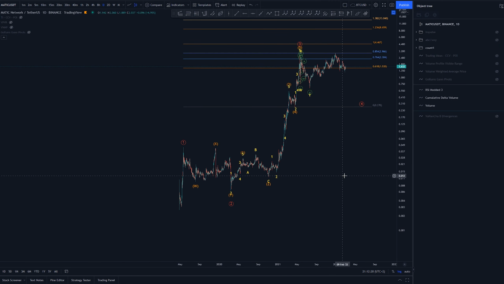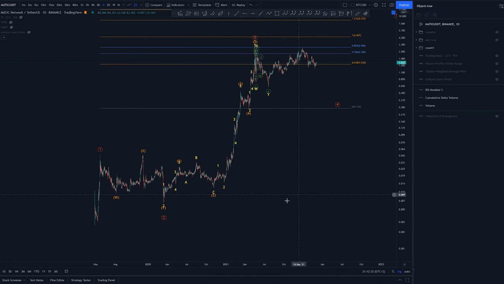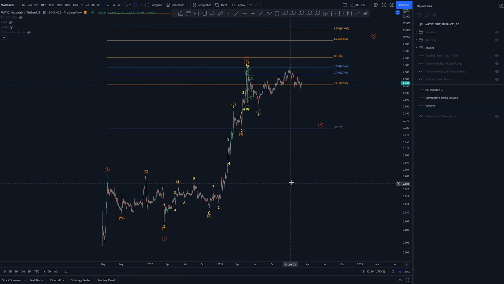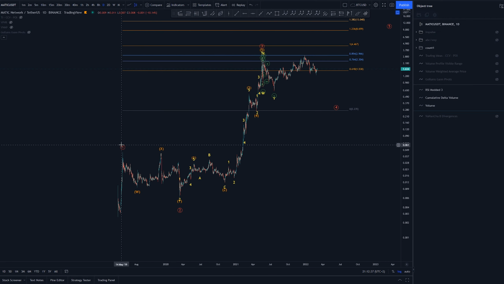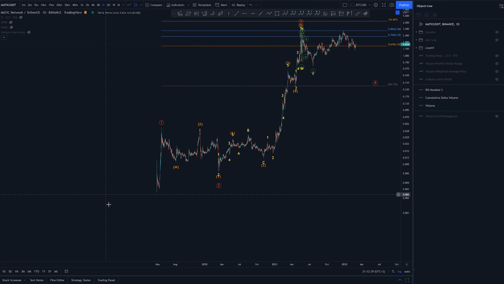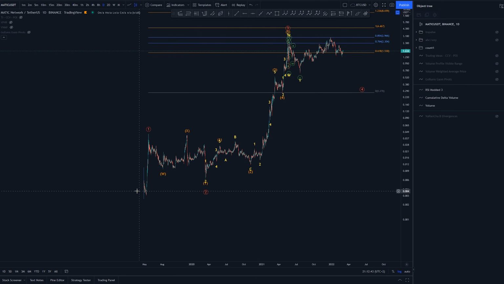This is my primary count that I want to show you. So here, as there's no data back here, this is the highest point, and I feel like this is a good place to place the primary one.